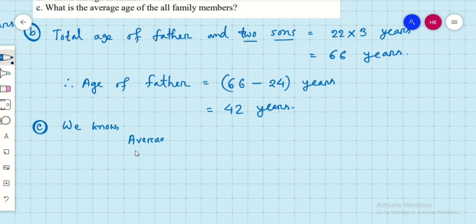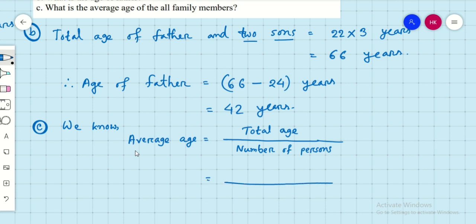We know average age is equal to total age divided by number of persons. This is the formula of finding average age. So what is total age? Total age means age of father plus age of mother. We know father's age is 42, mother's age is 30, and two sons' age is 24, and there are four members, right? Father, mother, and two sons. Father 1 person, mother 1 person, and there are two sons, total 4 persons.